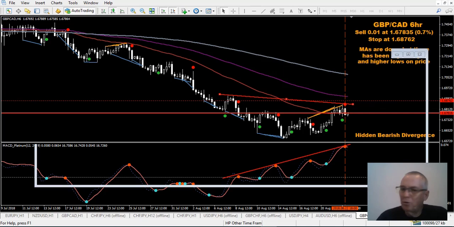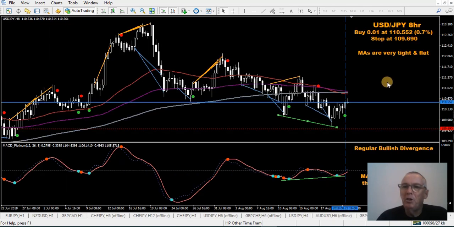And the other short-term trade was the USD Japanese yen. I took a buy here. This is on the 8-hour chart. You can see the notes up here. It's regular bullish divergence. Look at the MAs, they're super tight. Buy taken here. Regular bullish divergence, already said that.